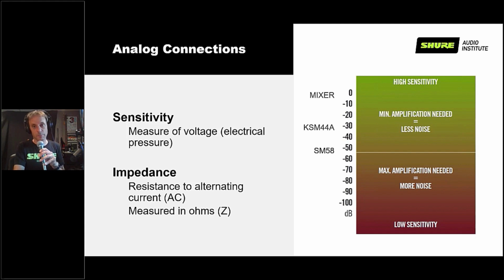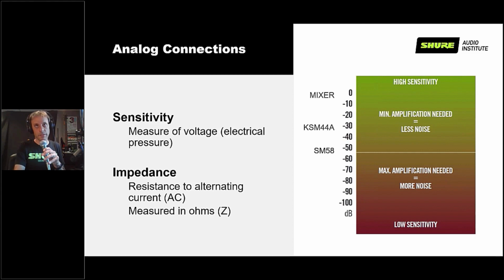So the chart on the right is basically just giving you an idea of the different signal levels in dB, like a dynamic mic versus a condenser mic, the KSM44A, versus a mixer, where 0 would be considered line level output. And then these are all just levels that are below that, right? That's the most important thing to consider.